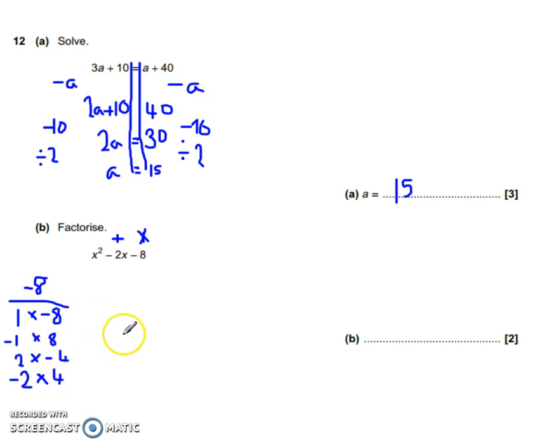What we now need to think of was, well, which of these pairs adds to give me minus 2? Well, it's definitely not going to be either of these top 2 pairs. So we're looking at these 2. So which pair adds to give me minus 2? Well, minus 4 add 2 is minus 2, so we're going to be using this pair here. Alright, so that means I'm going to have 2 sets of brackets. Hopefully this will be nice and neat.